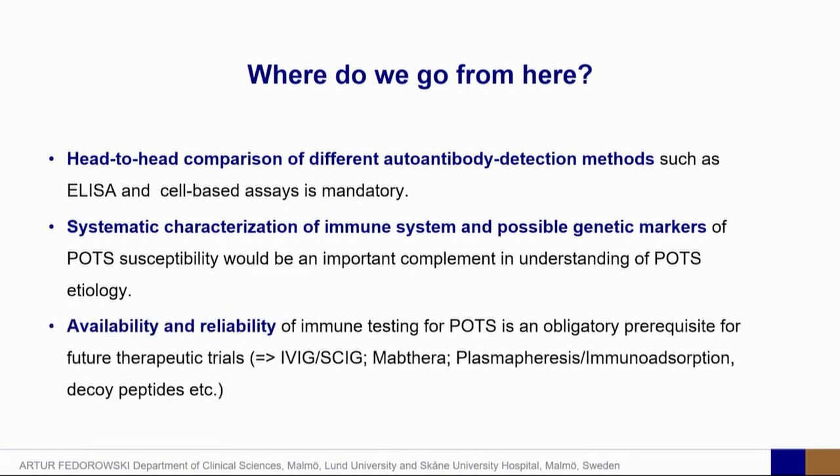And the third point is that immune testing for POTS is mandatory. Without it, we cannot embark on the adventure of testing different immunotherapies like IVIG, MAPthera, plasmapheresis, immunoadsorption, or decoy peptides. So first, good testing, good characterization. Then, identifying appropriate candidates for treatment and then performing randomized controlled studies.